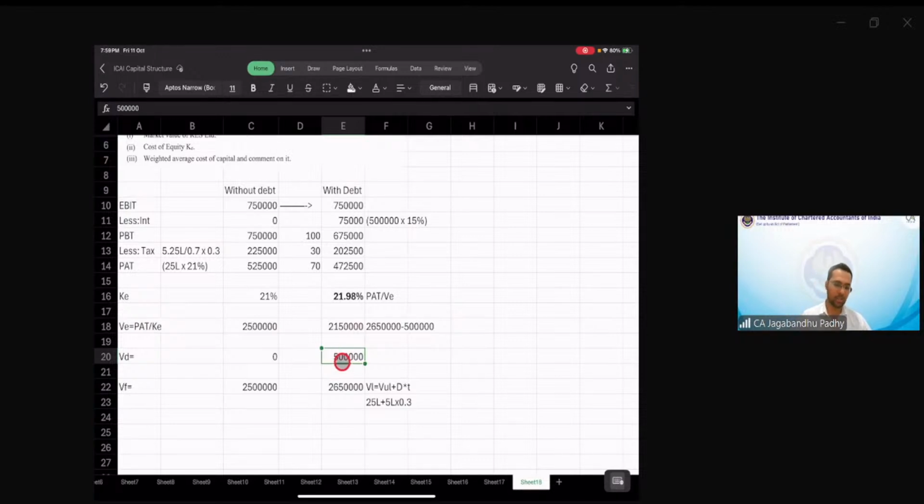Once you do undertake the buyback, the value of the share is going to rise because earlier we were getting like 21% return. Now, due to the debt, because the company has got a lower cost of debt, right? So at a lower cost, the company is going to earn, of course, higher net profit margin, and therefore the value of the shares will not be exactly falling by 5 lakh.